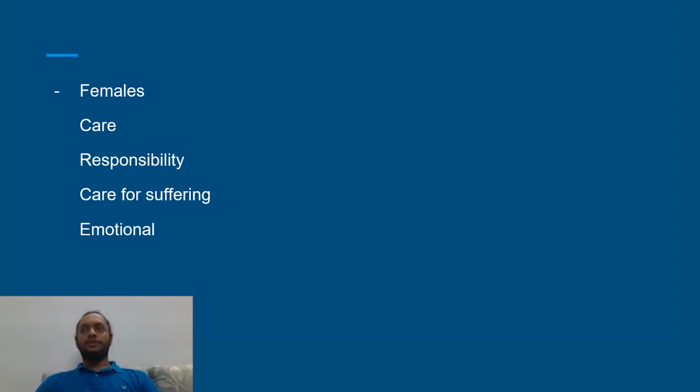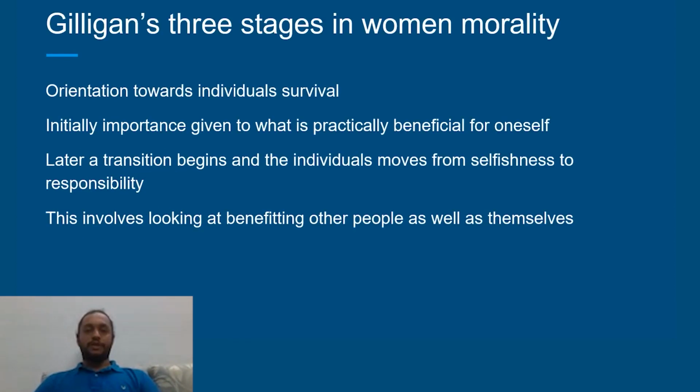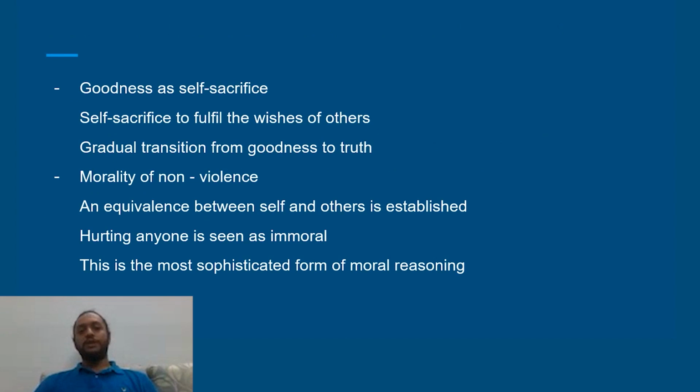So then Gilligan said that especially for females, this is a very sexist view of morality. So Gilligan did her own research and she found her own ideas of morality, right? So in this, again, it's a transitory thing where initially morality is about individual survival. So you'll try and benefit yourself. Importance is given to what is practical and beneficial for oneself. Later, the person will move from selfishness to responsibility and they will start to look at things that will benefit other people and themselves, right?